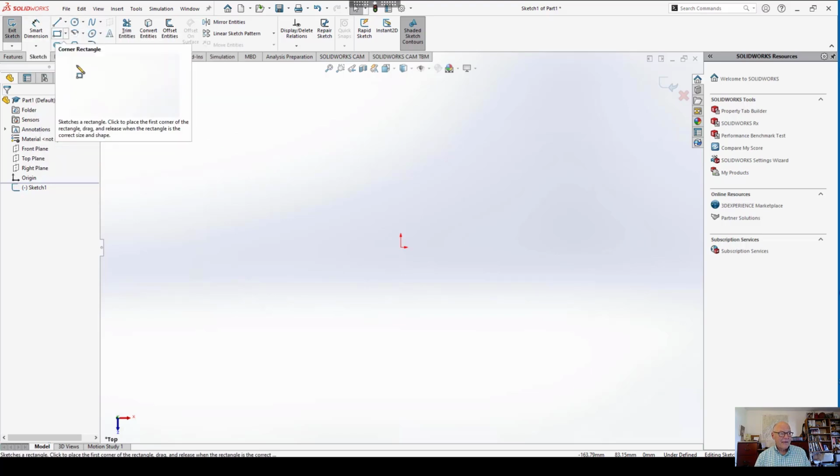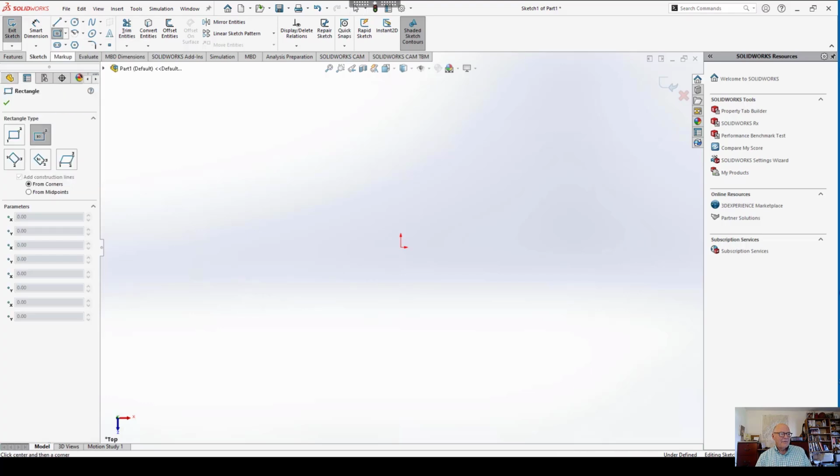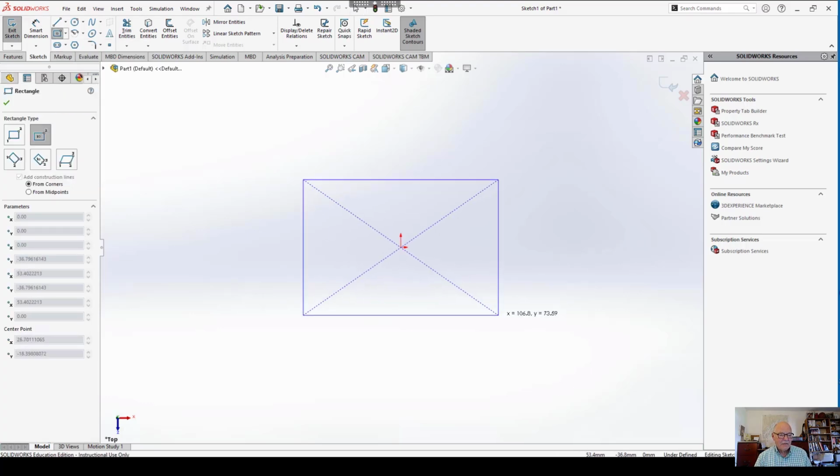But I'm going to use a rectangle, but not just a corner rectangle, because every one of these tools, if you'll notice, has an arrow beside it. If you open that arrow, it gives you choices for what type of rectangle you want to draw. I'm going to draw a cube, and so I want it to be centered on the origin. Very important that you use that origin when you create your sketch. I'm going to pick center rectangle, left click, drag out, and make a shape.